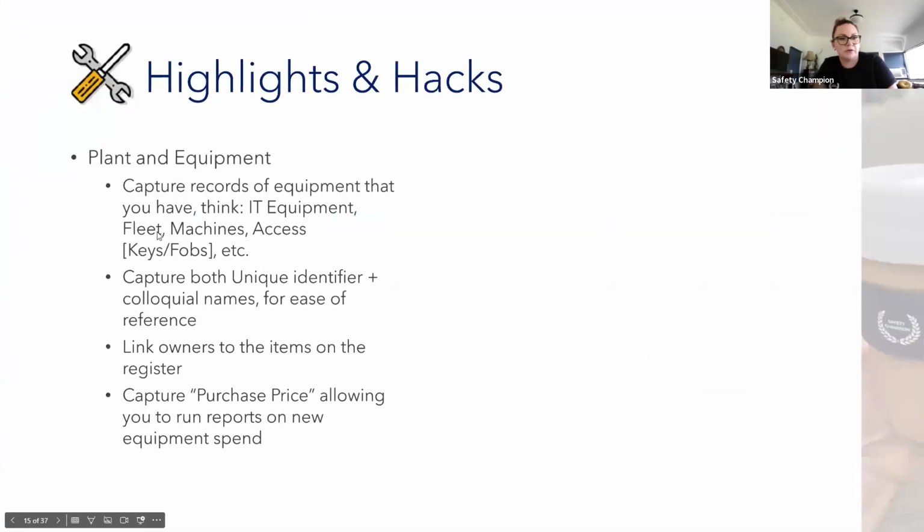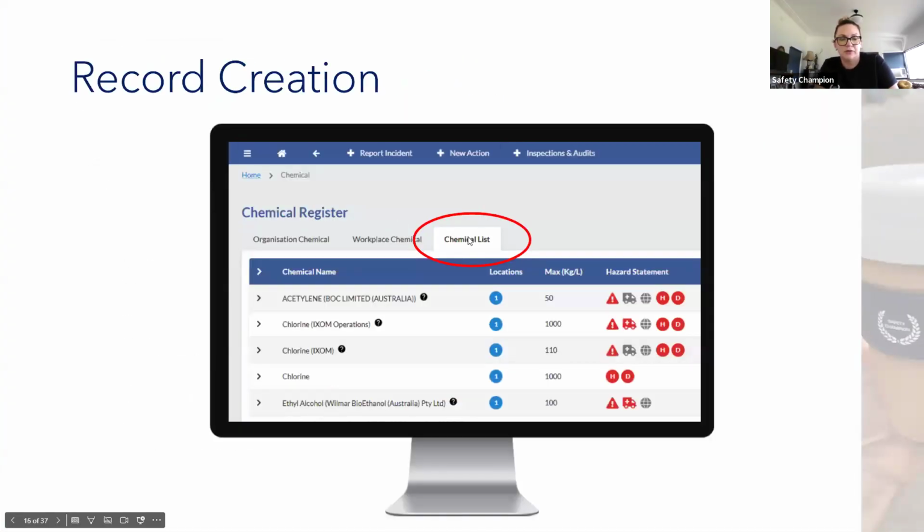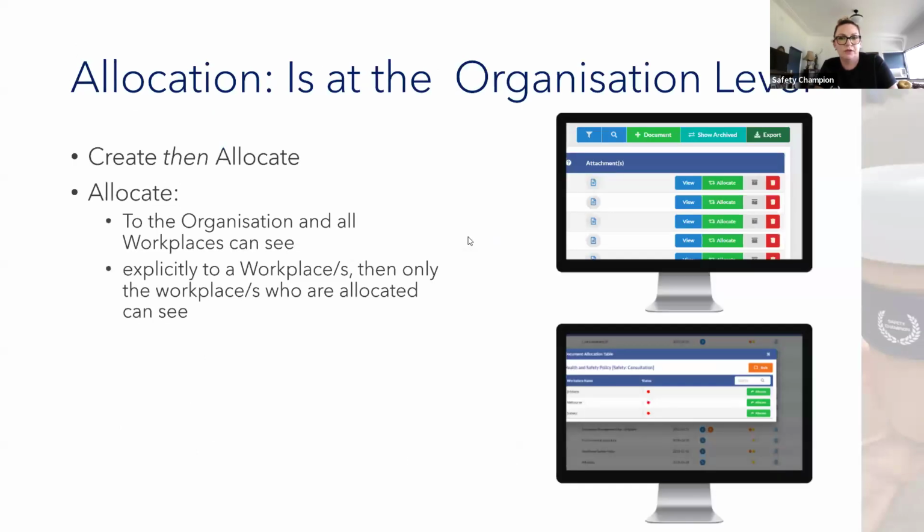Equipment assets, what do we got next? So this is around creating, we sort of touched on this already, but creating and then allocating to workplaces. When we create a record at the organisation level, it allows us to allocate down to either the organisation or workplaces. So depending on what record we want to create, if it's a chemical and we're creating those at the organisation level, we then can allocate them down to the workplace to view but not manage.